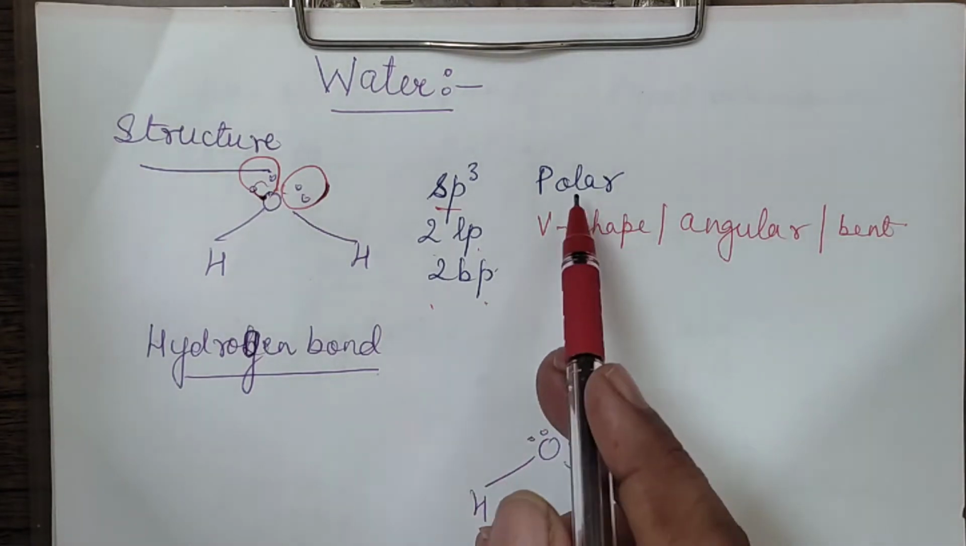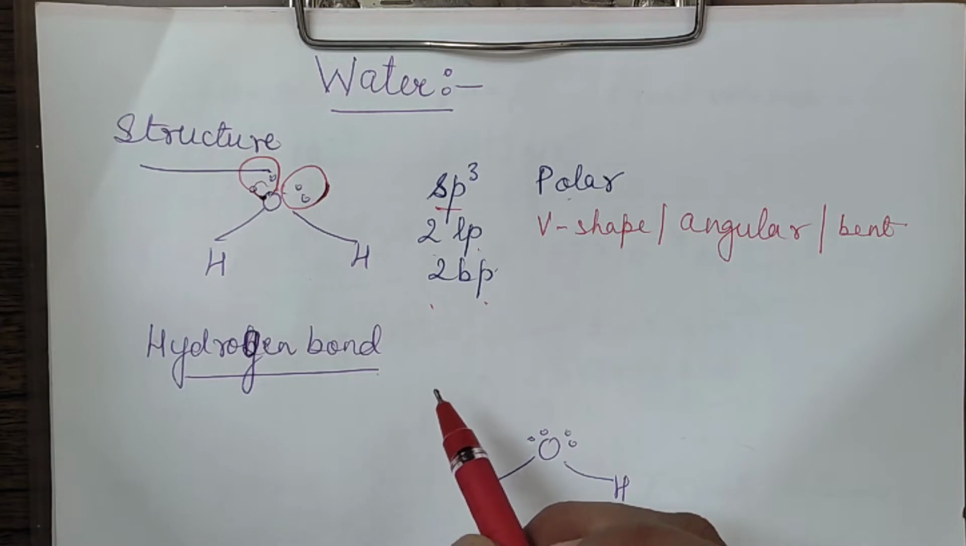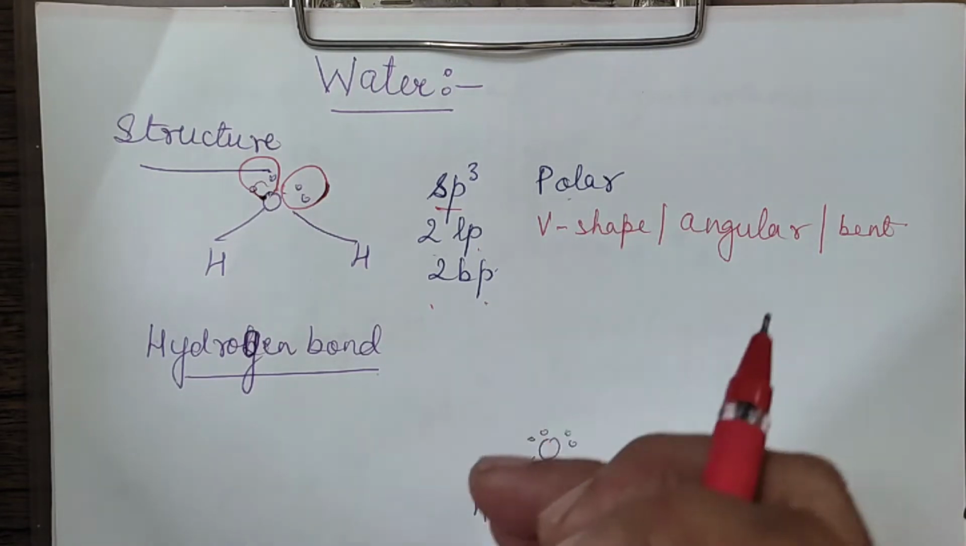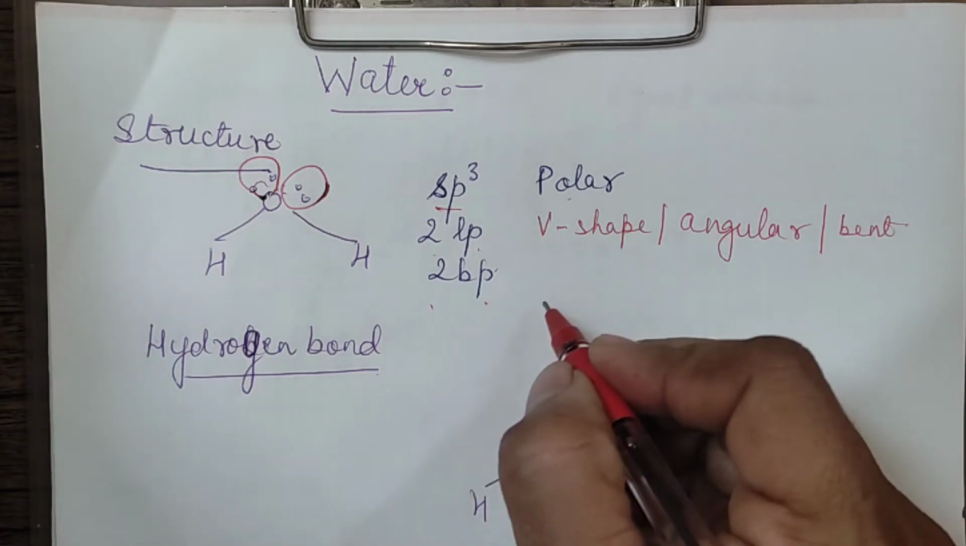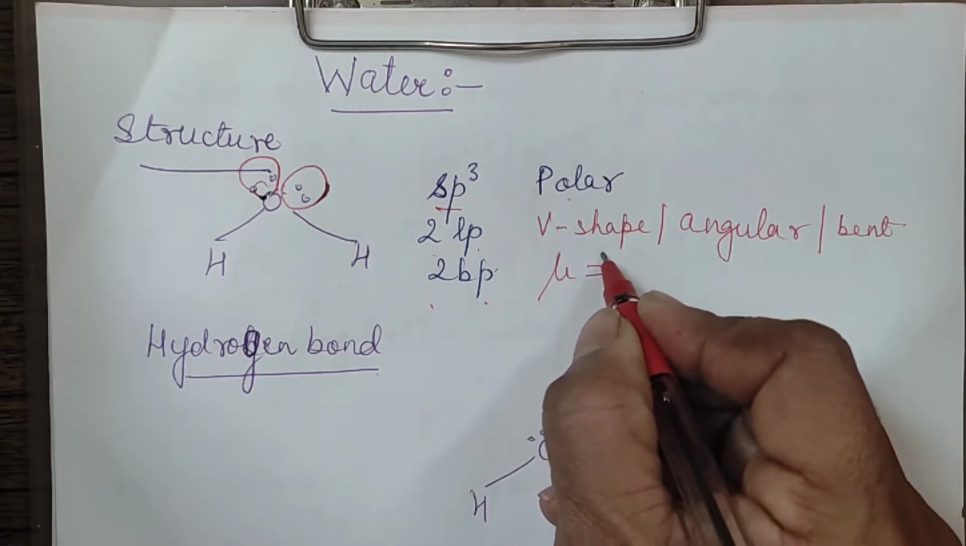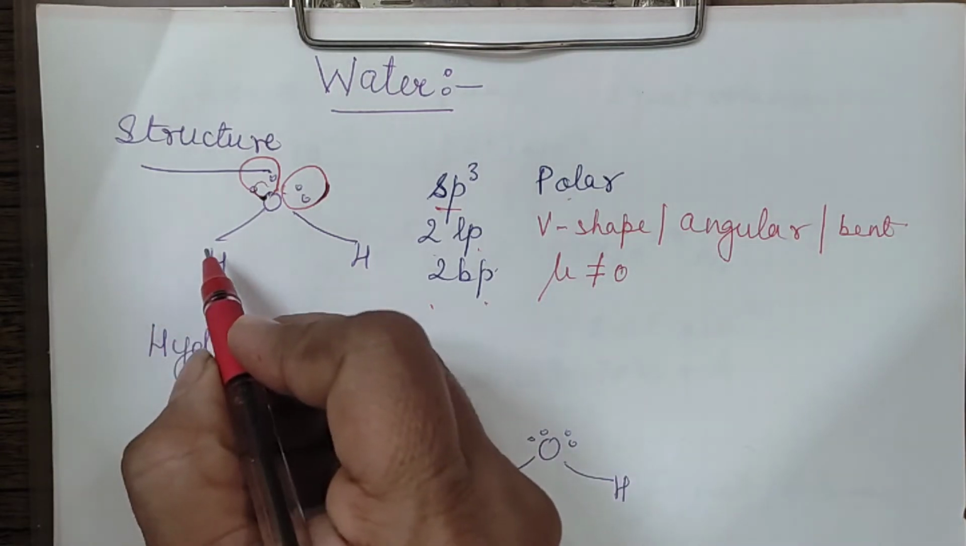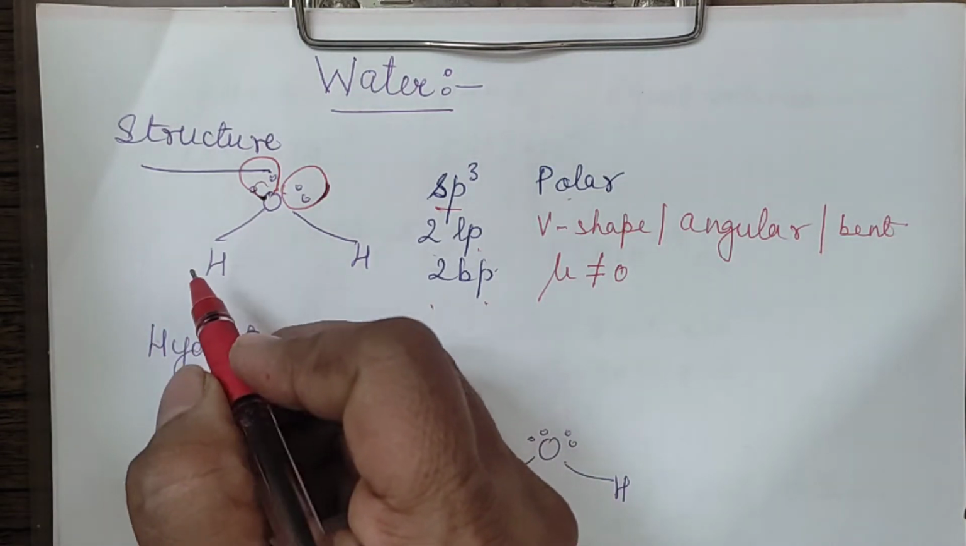Okay, now another thing we know, it is polar. Why is it polar? The whole water molecule has the net dipole moment. The net dipole moment is not equal to 0. How can you explain it? On the basis of the polarity of the bonds.